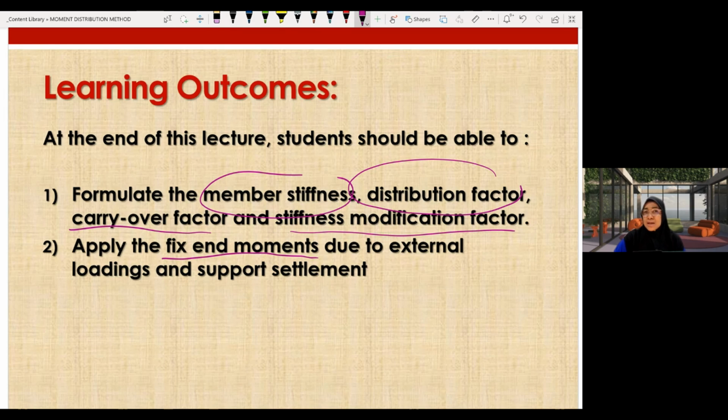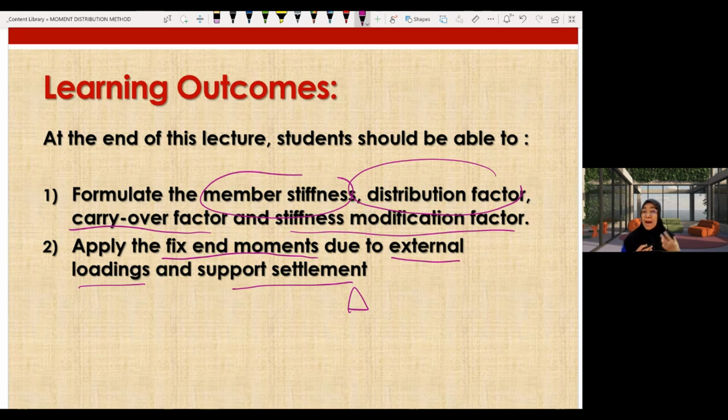Fixed end moment, we can calculate based on two conditions. It is due to external loading, and fixed end moment also occurs when the structure or the beam has support settlement, delta support settlement, or in a frame due to side sway. So all that I highlighted here are the terms that you should understand at the end of this chapter.